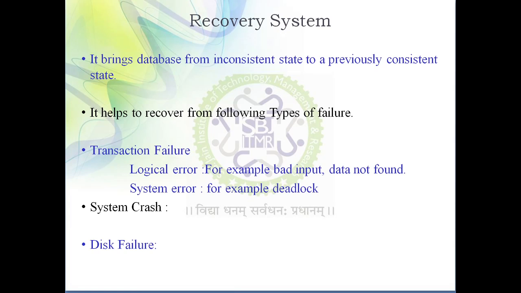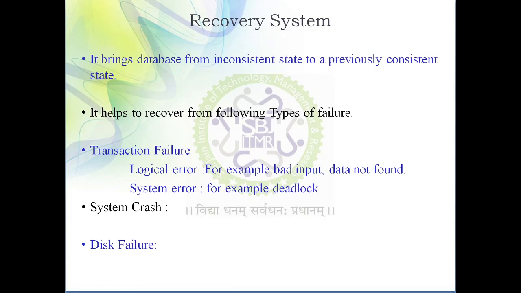The second is a system error, and a system error happens because of deadlock. In the previous videos we discussed the deadlock situation. Deadlock is a situation where n number of transactions are waiting for each other and nobody is able to perform its execution. That condition is called a deadlock. In that case also there is a failure in the system, meaning the complete system gets stuck and no operation will be performed. So these are the parts of transaction failure.